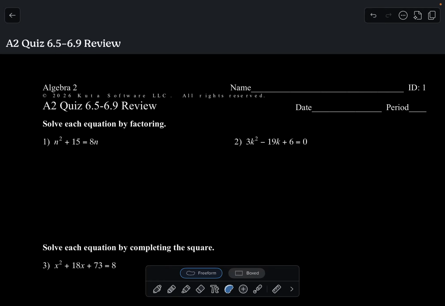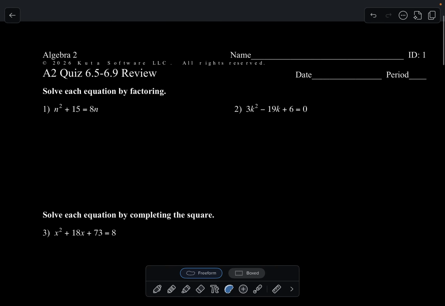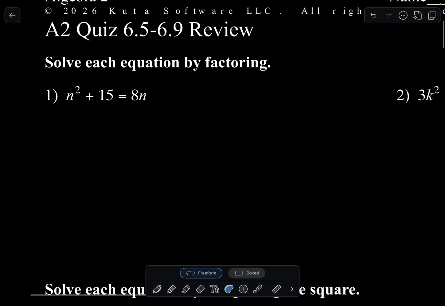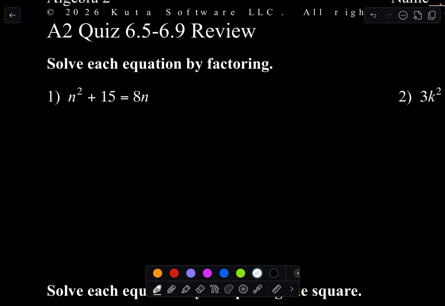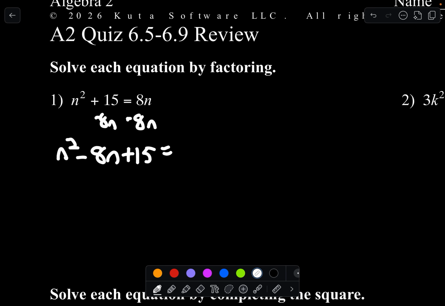Here we go. To solve an equation by factoring, A, you have to know how to factor. B, you have to make sure the equation is equal to 0. You notice on question number 1, it's not equal to 0. So we're going to subtract 8n from both sides. When we do that, we have n squared minus 8n plus 15 equals 0. Now we can factor.